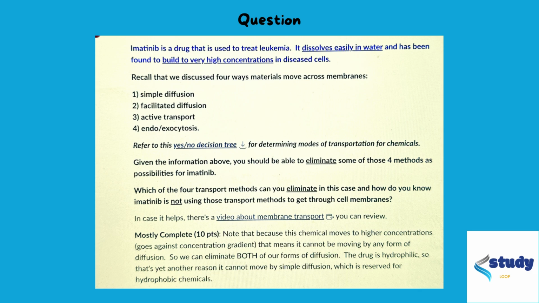Note that because this chemical moves to higher concentrations, against the concentration gradient, that means it cannot be moving by any form of diffusion. So we can eliminate both of our forms of diffusion.